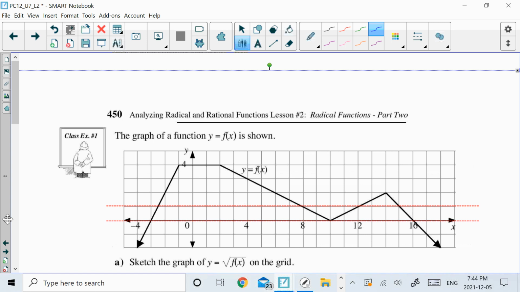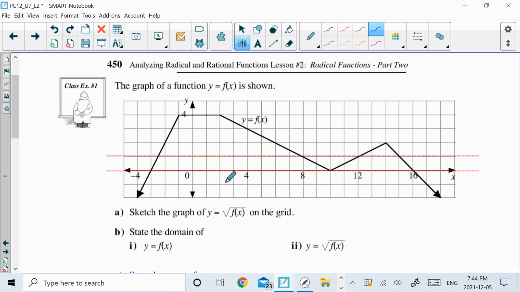So let's apply that, and let's look at class example 1 here. It gives us the graph of a function, y is equal to f of x, and it says sketch the graph of the radical function, so put f of x underneath the radical sign. First, take your ruler out, put your red zone in. So draw your horizontal lines going through y is equal to 0 and y is equal to 1. From there, mark your invariant points. So invariant points are going to be all the points where y is 0 and y is 1, because those are going to be points on your radical graph as well.